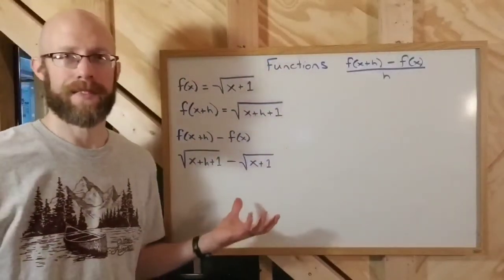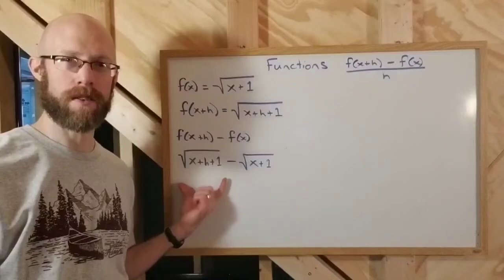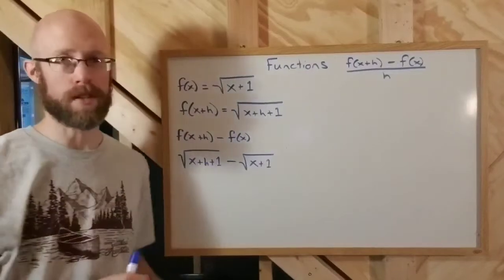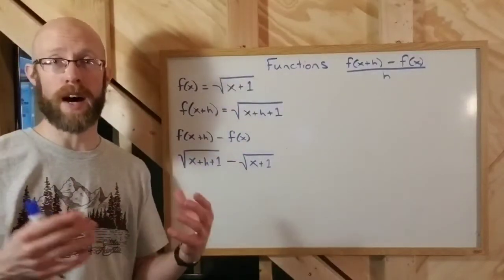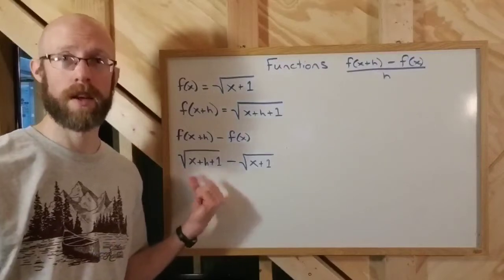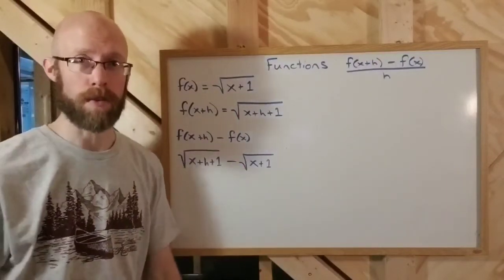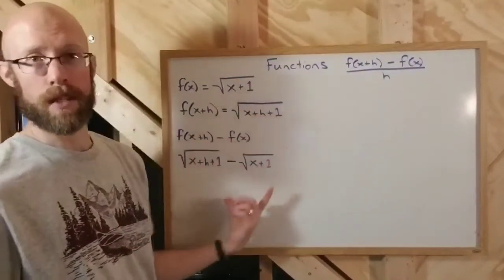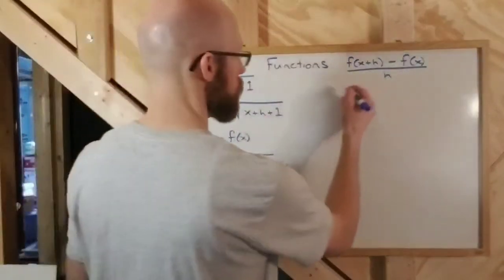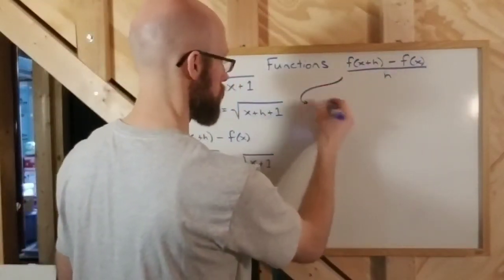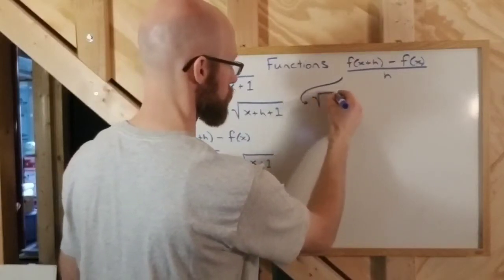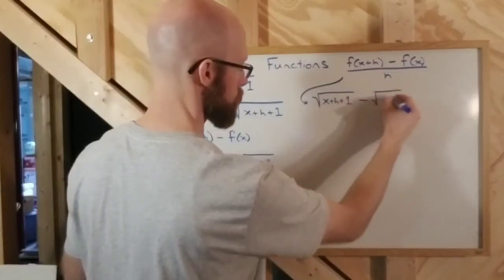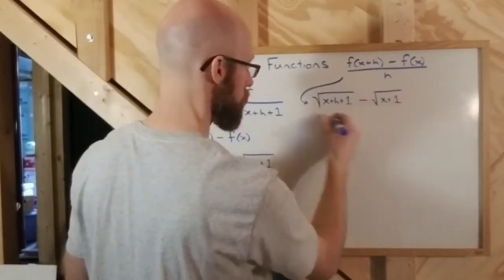All right, that's it. I can't really do anything with that because everything's under roots. You can't split roots up when they have sums and differences under them. You can if they're multiplied or divided, if you have a product or a quotient underneath. But with adding and subtracting, we can't really split those up. So we've got to leave it. So now I want to take that and put it over h, because that's my numerator. So this thing is going to become the square root of x plus h plus 1 minus the square root of x plus 1, all over h.